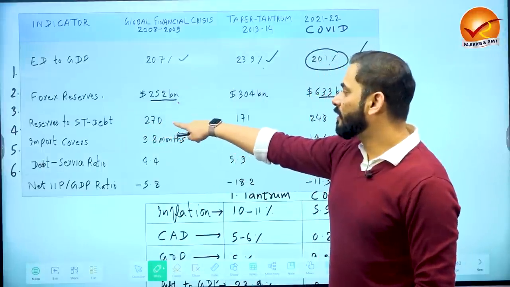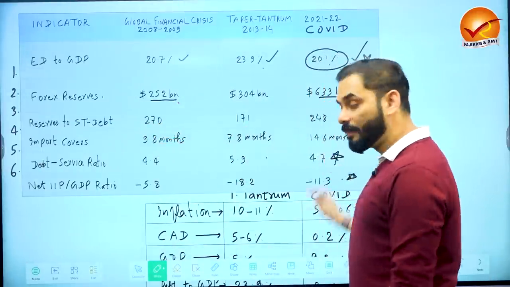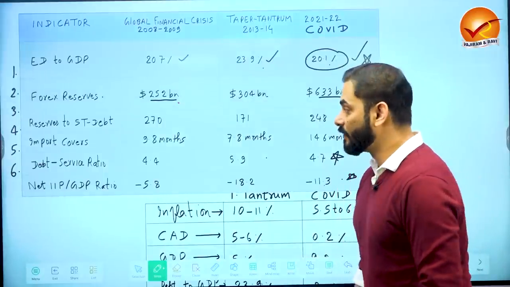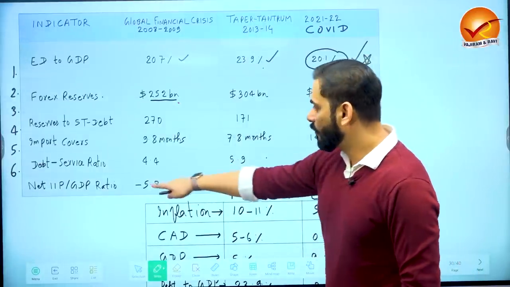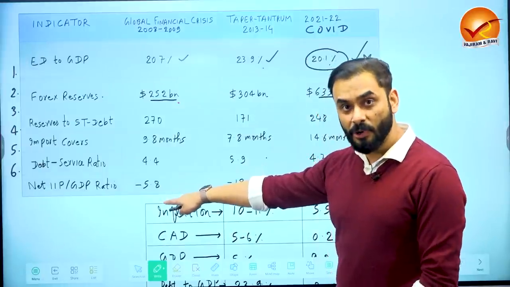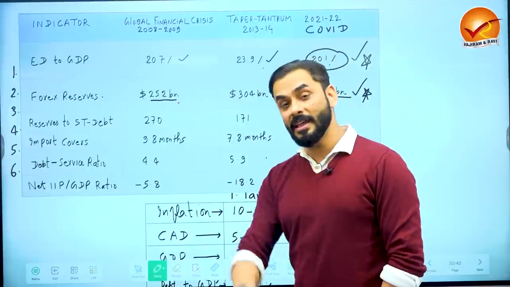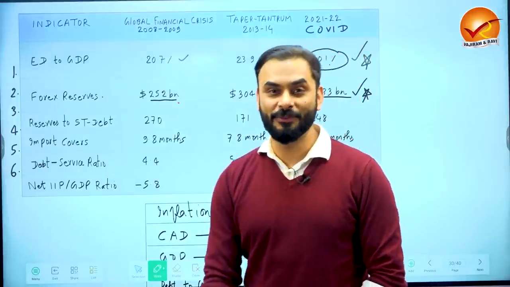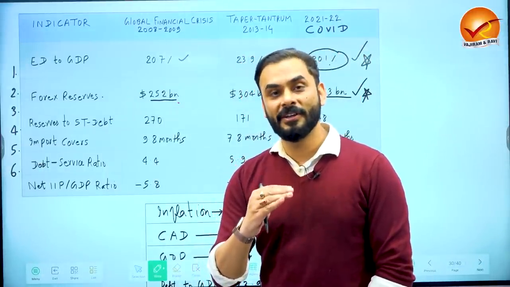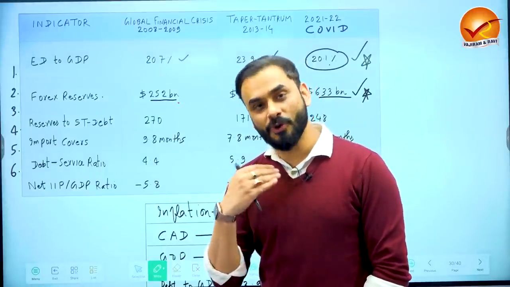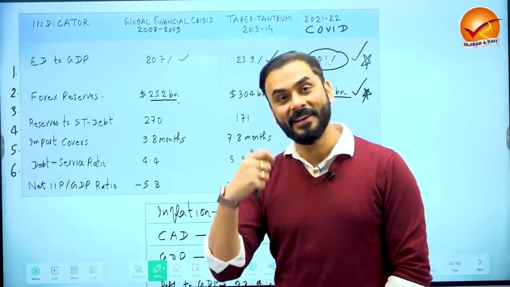Reserve to short-term debt 270, 248, again similar. Import cover 9.8 months, 14.6 months. Yes, there's a difference. Debt service 4.4 and here it is 4.7. Here your net IIP to GDP is minus 5.8. It's good. Now it's minus 11.3. So what do you observe? That even during the global financial crisis of 2008 and 9, India was able to handle it much more strongly compared to what the experts thought India would do.